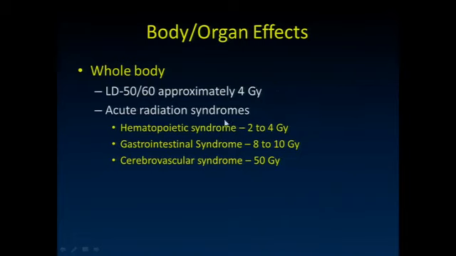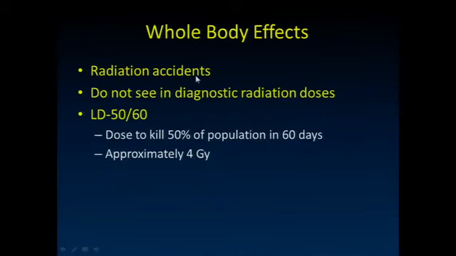So acute radiation syndromes, you really suppress the bone marrow with values in that 2 to 4 gray range. Gastrointestinal syndrome, 8 to 10 gray, where you really just slough the entire mucosa of your gastrointestinal system. And these cerebrovascular systems, where unfortunately you get this terrible cerebral edema and really die from that typically in the matter of hours.